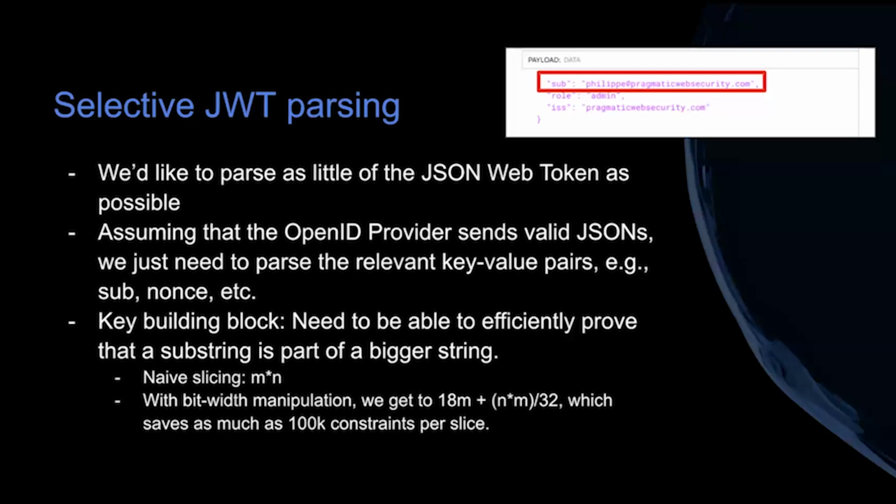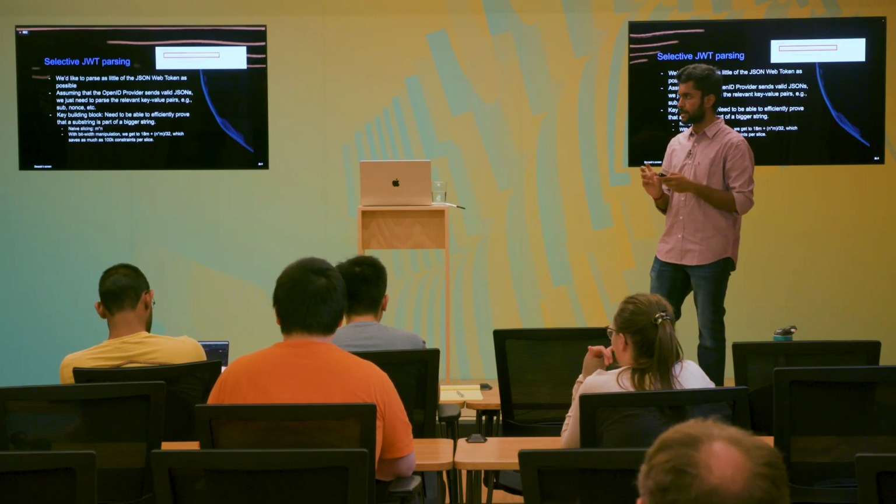So the key idea here to minimize the ZK computation is to parse the JWT as little as possible. What that means concretely is that we want to avoid parsing the full JSON. So we assume that the OpenID provider sends valid JSONs and just parse the key value pairs we care about. For that, we come up with some bit width manipulation tricks to efficiently slice out small strings from a bigger string. I won't go into the details of the tricks here, but we don't have an asymptotic improvement; in terms of constants, we have circuits that can slice strings in much more efficient ways.